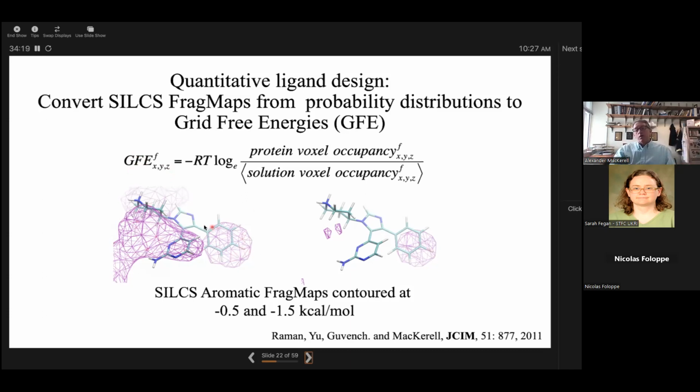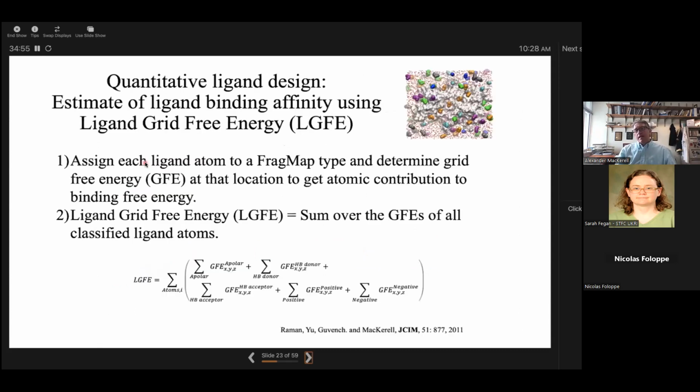So now we can look at our FragMaps at different energetic cutoff levels. You can see we look at negative 0.5 versus negative 1.5. And so you can really focus in on the more favorable regions where a functional group wants to be located, or more generally where that type of functional group can be. So we're now moving into the quantitative realm. Basically now we've got these three-dimensional GFE probability distributions on a 1 angstrom grid. So this allows us to start to estimate the binding affinity for ligands.